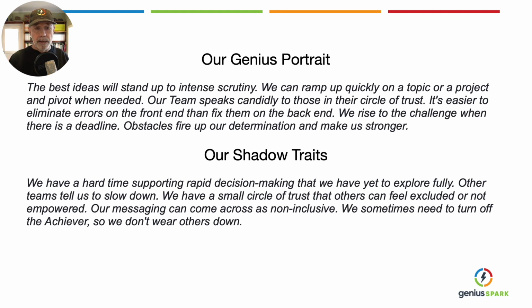We have a hard time supporting rapid decision making that we have not yet explored fully. Other teams tell us to slow down. We have a small circle of trust that others can feel excluded or not empowered. Our messaging can come across as non-inclusive. We sometimes need to turn off the achiever so we don't wear others down.